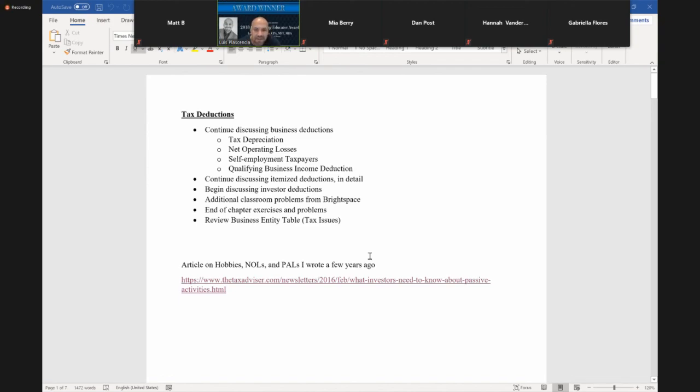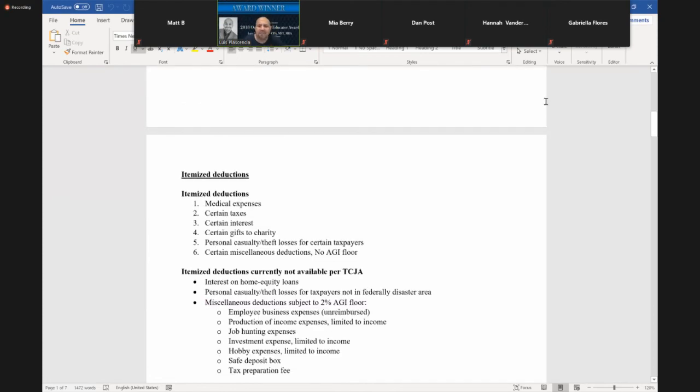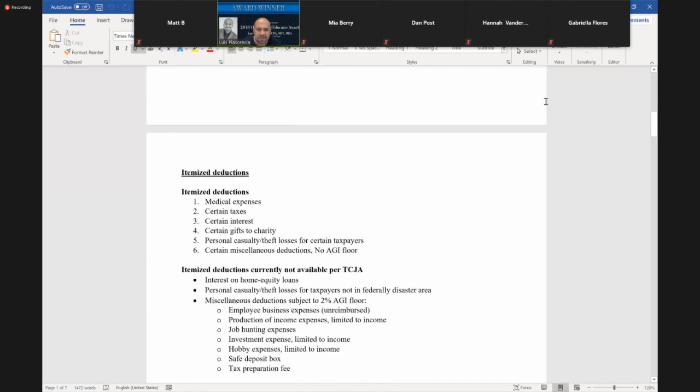All right, so we have tax deductions, itemized deductions. I think for the most part, everybody gets it. We've been covering itemized deductions since day one, so this is more of a review. But we're going to get into more detail on some of the itemized deductions. Again, here are the categories: medical expenses, taxes, interest, charities, personal casualty losses for only certain taxpayers, and miscellaneous deductions with no AGI floor.